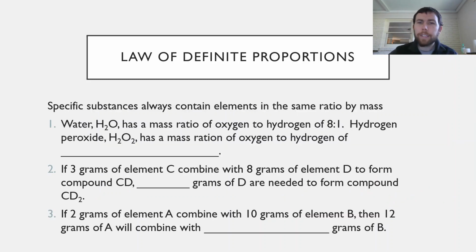Now, the last thing I want us to look at in this particular topic is the law of definite proportions. So specific substances always contain elements in the same ratio by mass. That makes sense to us, right? Water is always going to have the same ratio by mass every single time. The mass ratio in water is always going to be, for every 8 grams of oxygen, there's 1 gram of hydrogen, H2O, right? And hydrogen peroxide, that ratio is going to be a lot different, right?